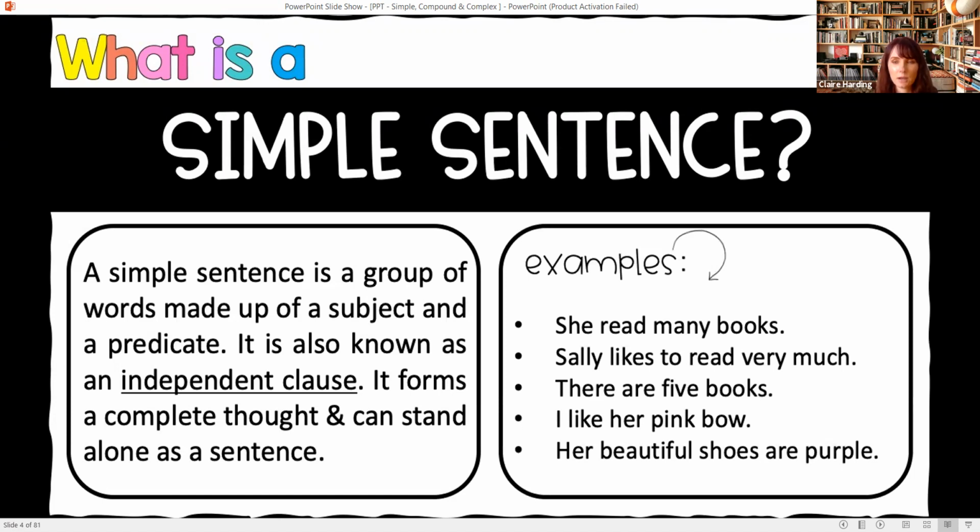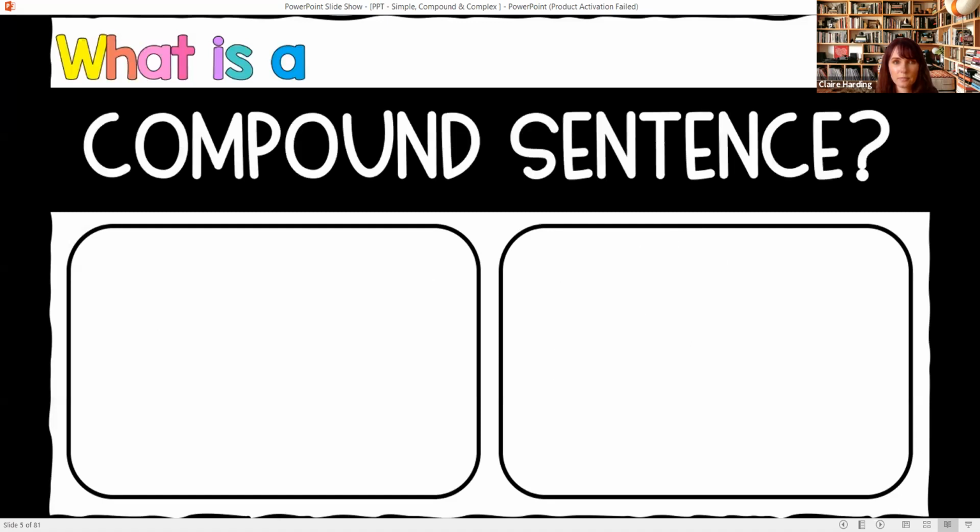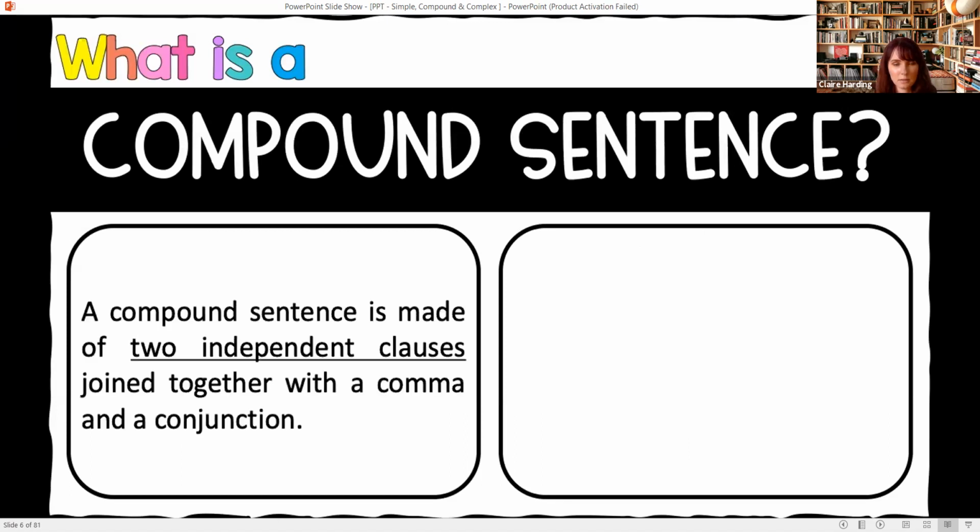Sally likes to read very much. There are 5 books. I like her pink bow, and her beautiful shoes are purple. So those are all simple sentences. They are all independent clauses because they form complete thoughts and can stand alone as a sentence. So next, what is a compound sentence?